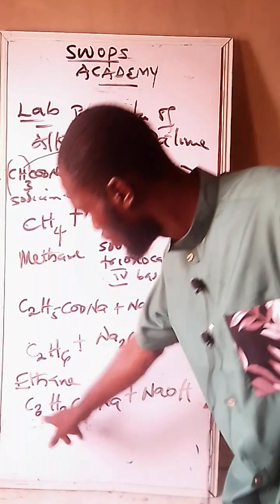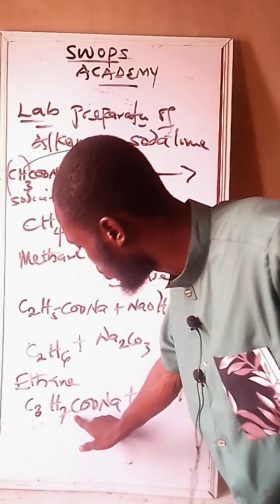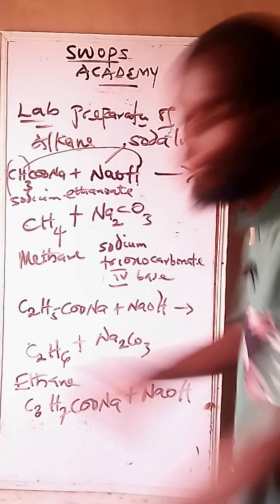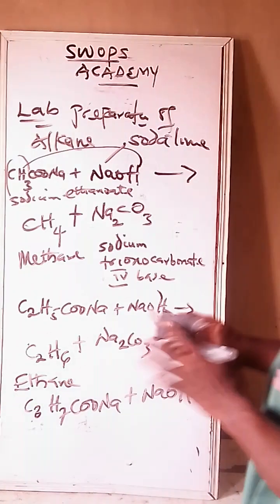This one now, what is this? This is sodium butanoate. 3 carbon here plus 1 here making for butanoate. When it's reacting with this, it will reduce to what? Propane. Aha, these are all we need to say regarding that.